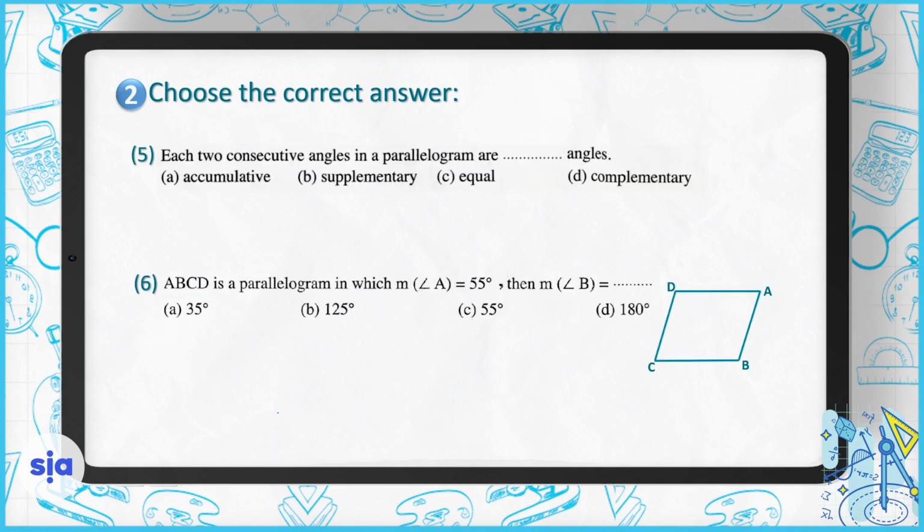Question 5. Each two consecutive angles in a parallelogram are supplementary. Excellent. Question 6. ABCD is a parallelogram in which the measure of angle A is 55. Then what is the measure of angle B? Two angles next to each other, their sum is 180. So the measure of angle B is 180 minus 55. The result is 125 degrees. So the answer here is choice B.